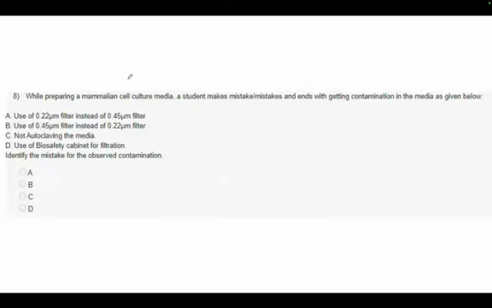While preparing mammalian cell culture media, a student makes a mistake and ends up getting contamination. So which of these could be the mistake? When we make the media, we have to dissolve the components in water and then we have to filter it. Generally, we do not autoclave mammalian cell culture media because since we're adding so many amino acids, vitamins, growth factors, etc., they will be destroyed in the autoclaving process. So normally we go for filtration instead of autoclaving.